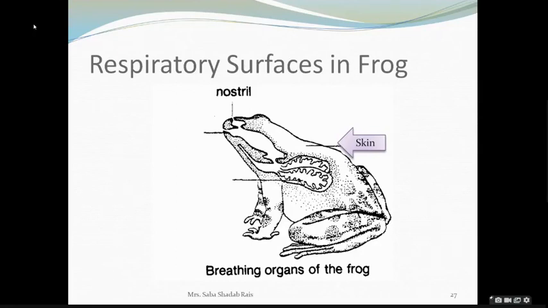Their skin is moist. Their skin must be what? Highly vascular. So you will find that this is their respiratory surface, which they use for gaseous exchange. So this skin is moist. If an animal wants to keep the skin moist, what must they possess? They must possess glands which produce the moisture. For that reason, they have specialized glands.